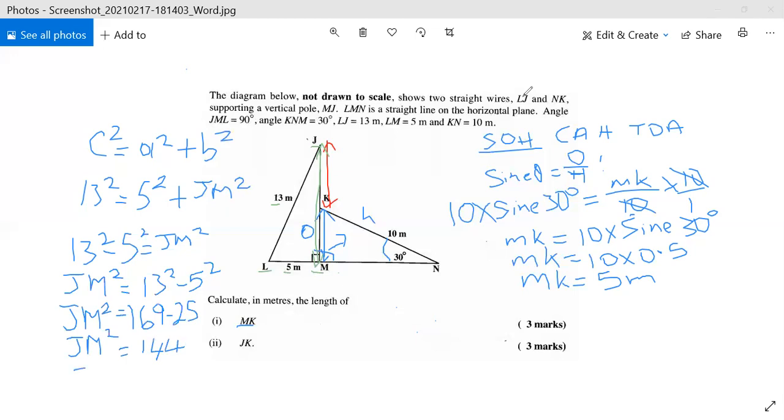Therefore, JM is equal to the square root of 144, and the square root of 144 is actually 12. 12 times 12 is 144. So JM is equal to 12. Now we're left with one step. We're going to subtract MK from JM.